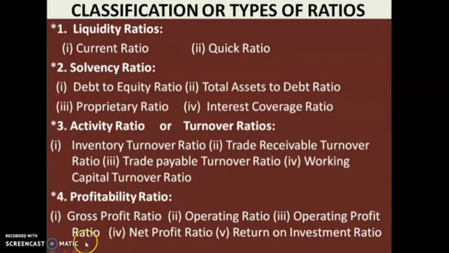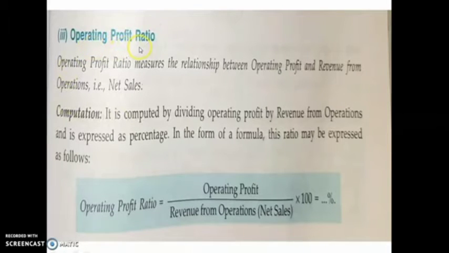Operating profit ratio and net profit ratio. Operating profit ratio shows the relationship between operating profit and revenue from operation. As the expression is in percentage, you have to multiply the formula with 100. So the operating profit ratio formula is operating profit divided by revenue from operation, that is net sales, into 100.